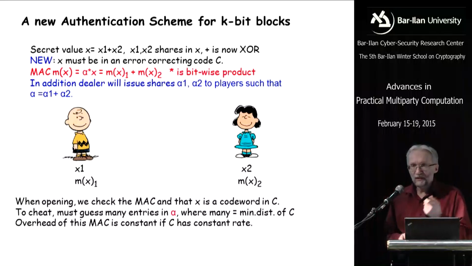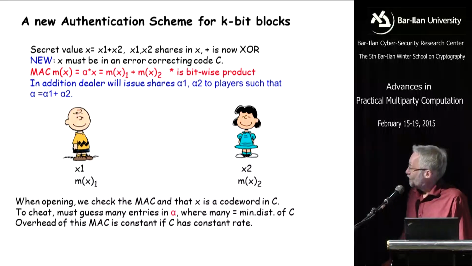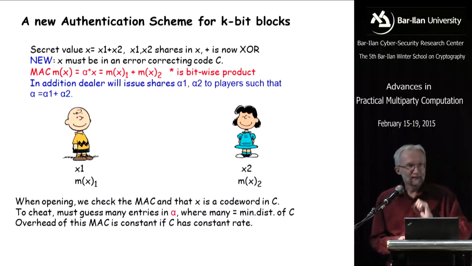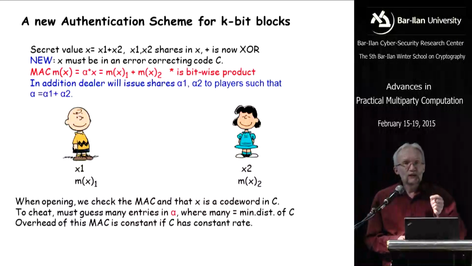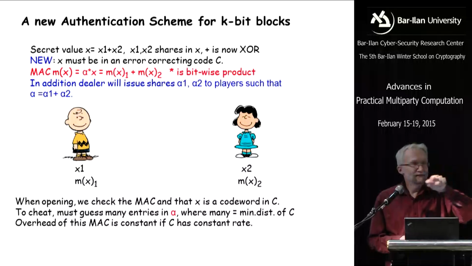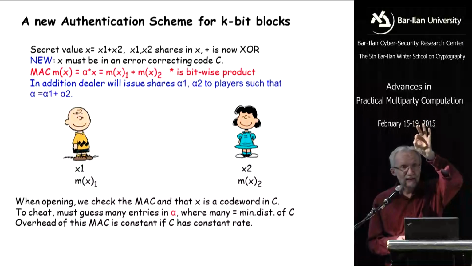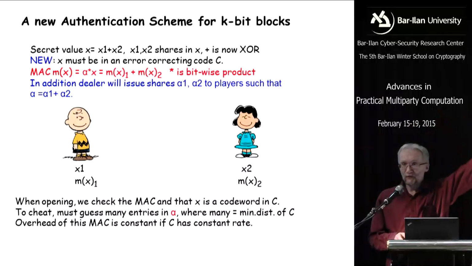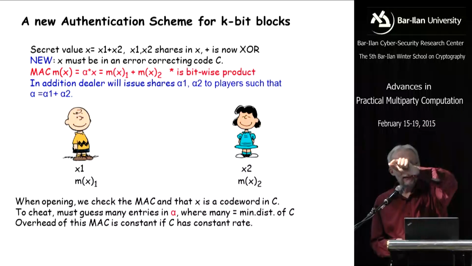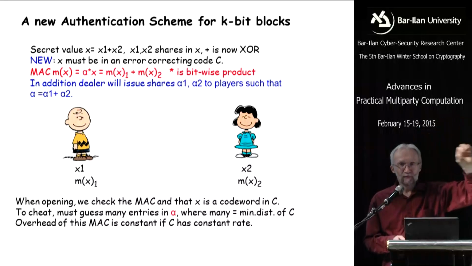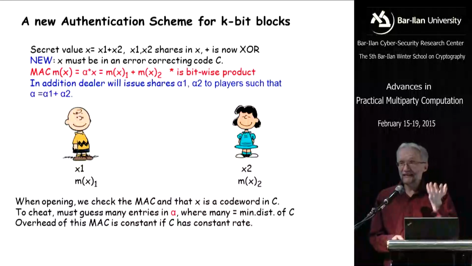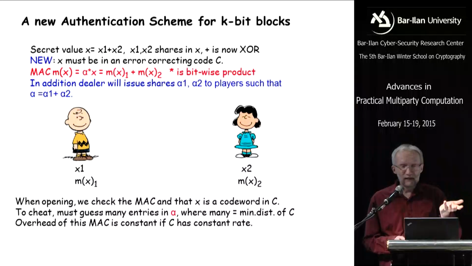Now, why would this be secure? Well, think of it this way. What we're doing when we do this bitwise product of alpha with x is really that we're doing many 1-bit MACs in parallel. So I take the first entry in x, I multiply this by one key bit, this becomes a MAC. I take the next entry in x, I multiply by one key bit, this becomes a MAC too. And of course, each individual MAC is hopelessly insecure. It can be cheated with probability 1/2.